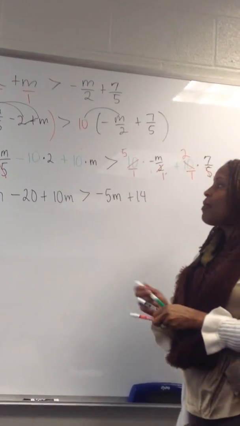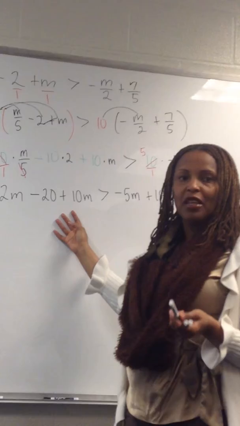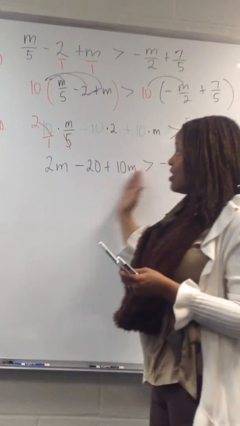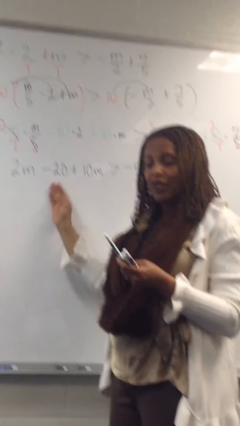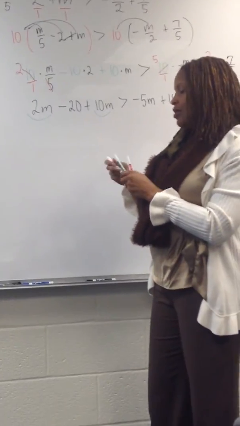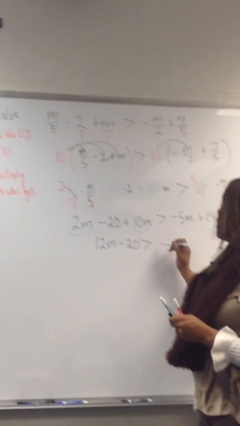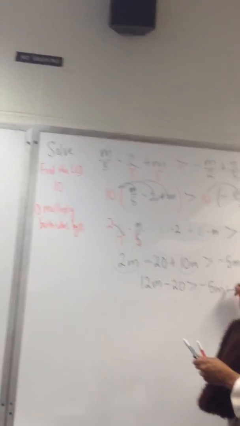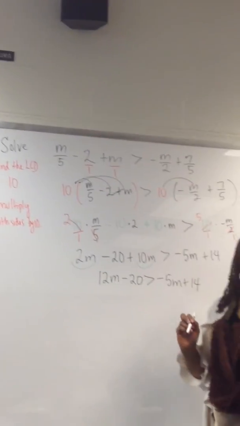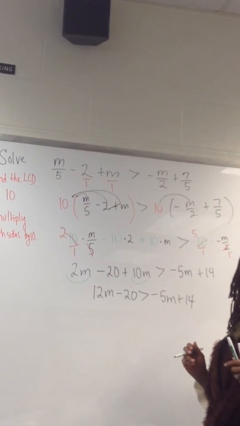All right, what now, D? You combine the like terms. Good. Before I start eliminating stuff to isolate my m, I'm going to look at just this side and combine the like terms over there. When I combine them, what do I get, Jay? 12m. Good. So this is 12m minus 20 is greater than negative 5m plus 14. Okay, what would you like to do next? You got options from here.